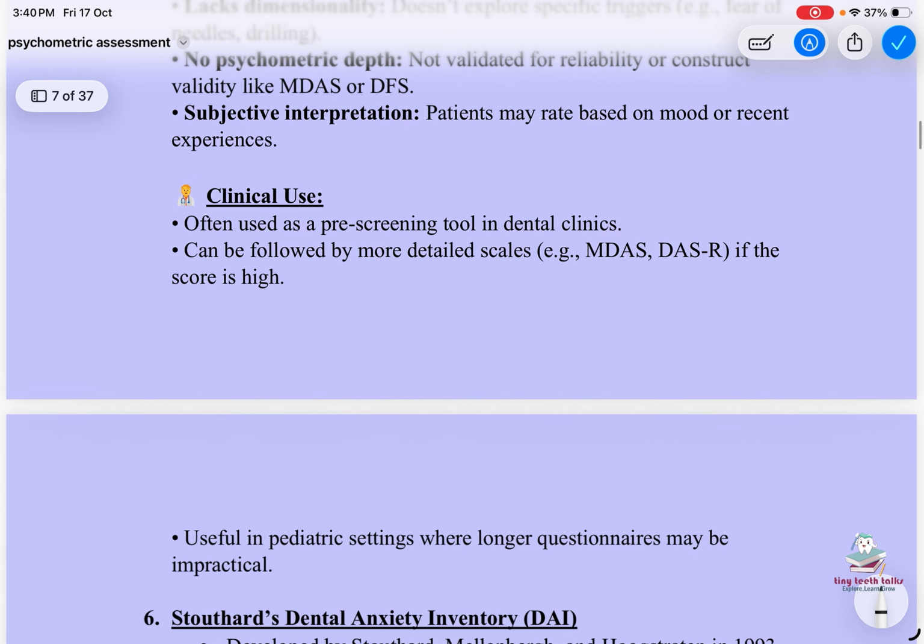Subjective interpretation: patients may rate based on mood or recent experiences. Clinical use: often used as a pre-screening tool in dental clinics, can be followed by more detailed scales like the modified dental anxiety scale if the score is high. Useful in pediatric settings where longer questionnaires may be impractical.